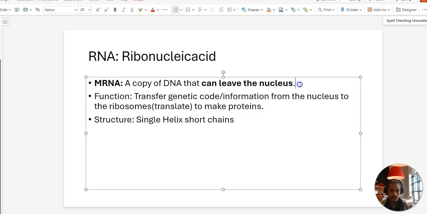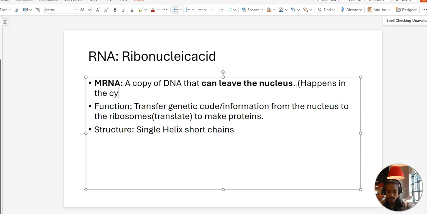And actually, another way I can do this is this happens in the cytoplasm, which is basically just the fluid outside of the nucleus, so it's able to travel through. That's just a little side note. So single helix, short chains, so it's able to move around the cell.